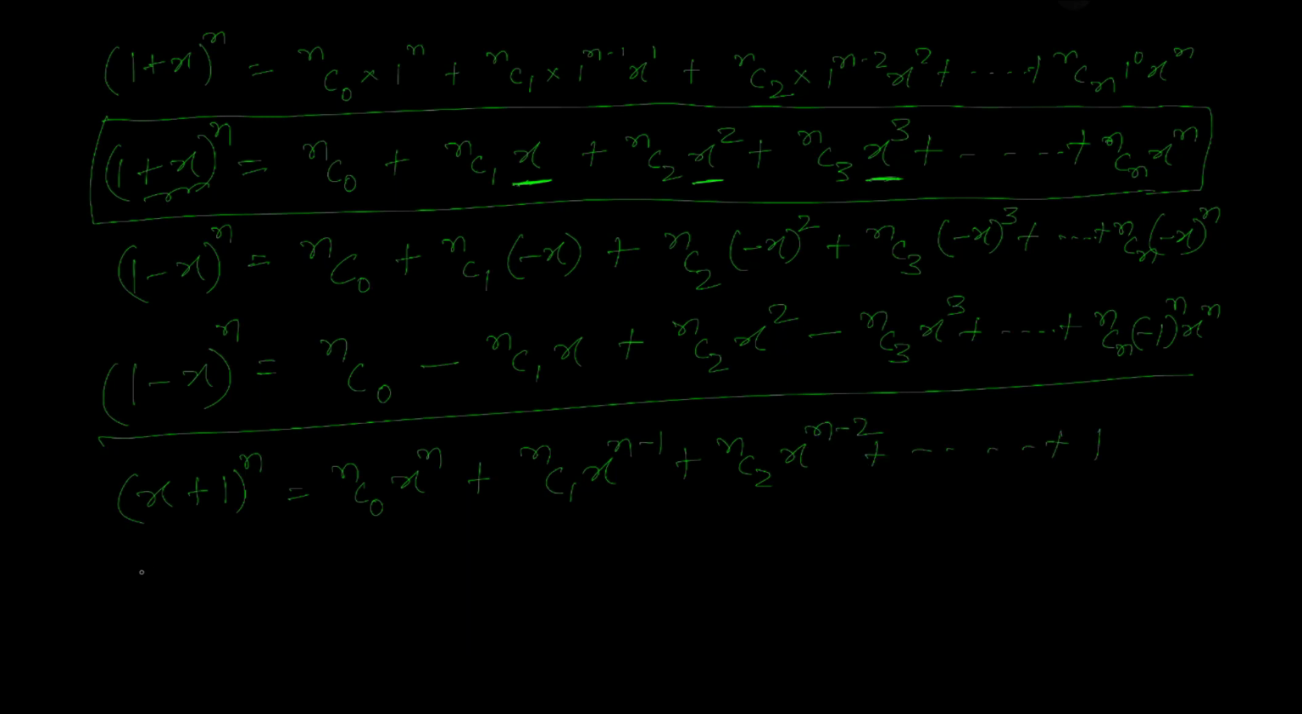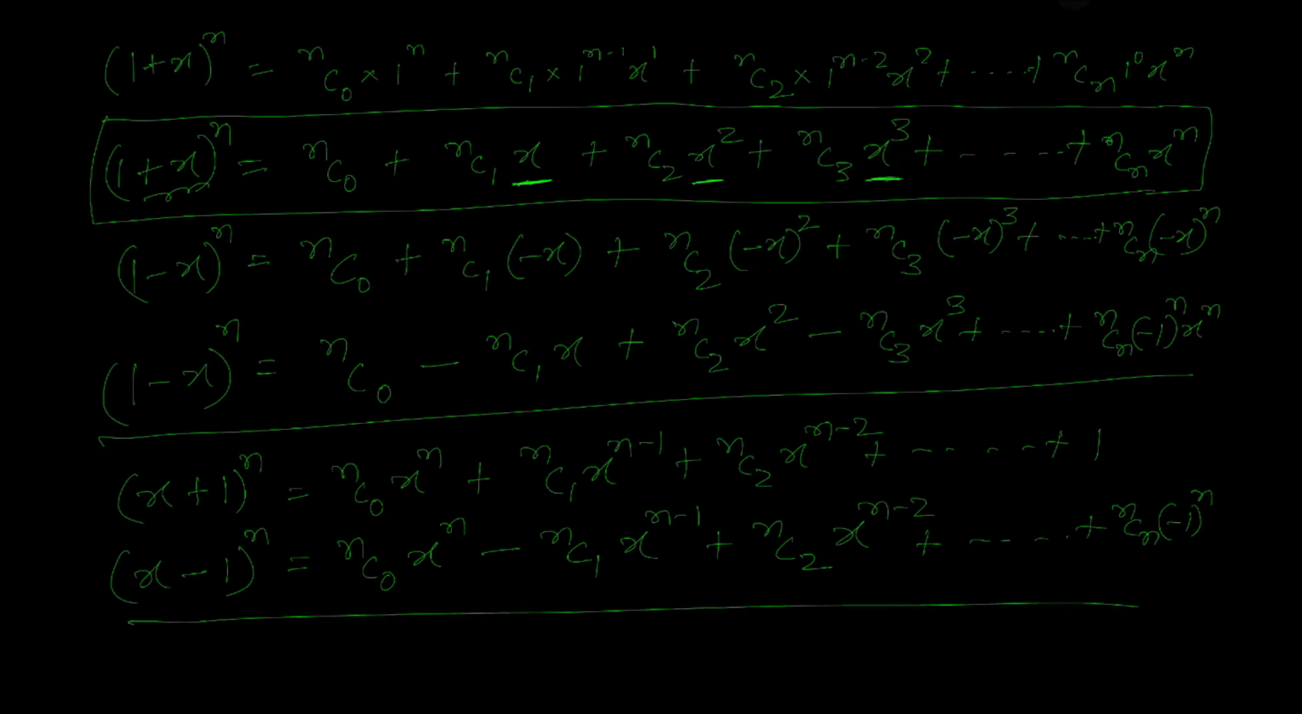Don't spend too much time on deciphering everything here. So this will become nC0 x to the power n minus nC1 x to the power n minus 1 plus nC2 x to the power n minus 2 and so on. And the last one will be nCn. The last term will be, you have to be a little careful there for the sign, minus 1 to the power n. So that's how you can see all the expansion. These are all binomial expansions. First we did it for 2 variables. Here we did it for 1 variable.